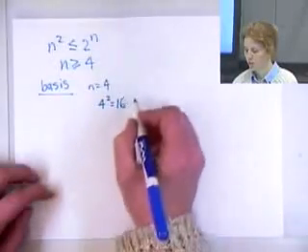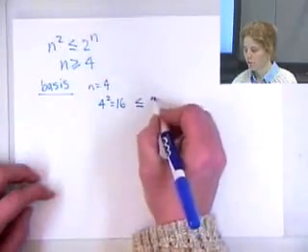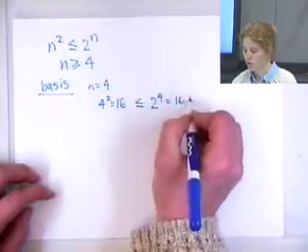Actually, n at least 2 might work. So 3 squared is 9. It's not less than 2 to the 3. So we have to start with n equals 4. 4 squared is less than or equal to 2 to the 4th. That's right. So we're happy with that one. So n equals 4 will be our basis. We have 4 squared equals 16, which is less than or equal to 2 to the 4th, which is 16. So that's true.